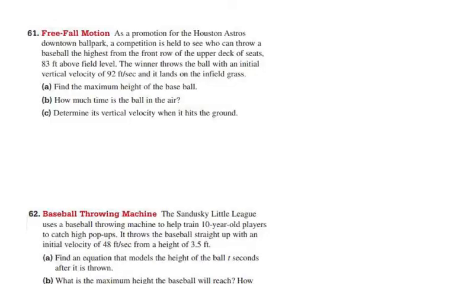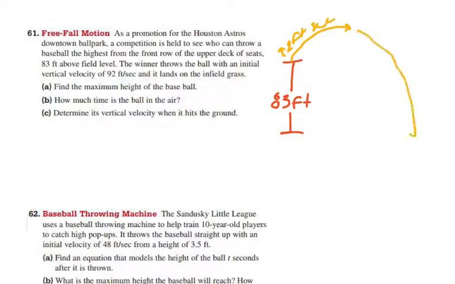Looks like it's this free fall motion. As a promotion for the Houston Astros downtown ballpark, a competition is held to see who can throw a baseball the highest from the front row of the upper deck of seats. Okay. Those upper deck seats are 83 feet above the field. And so this winner is going to throw the ball with an initial velocity of 92 feet per second up into the air, and then it's going to end up landing on the field. So hopefully you can see how that looks like a parabola.